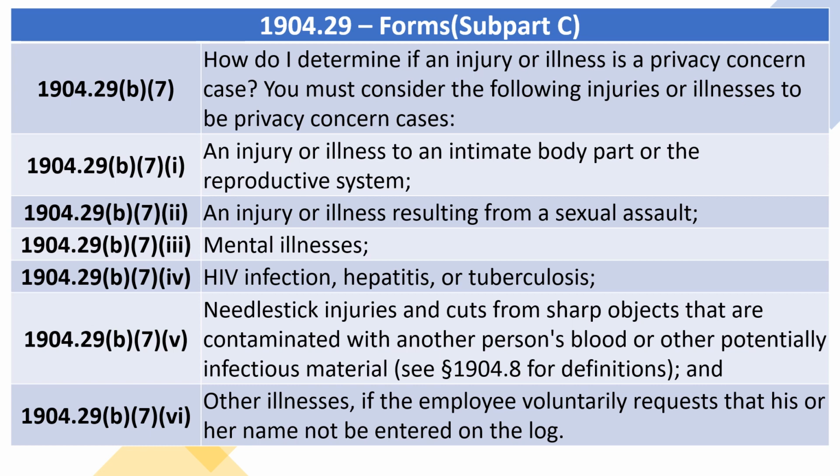1904.29(b)(7). How do I determine if an injury or illness is a privacy concern case? You must consider the following injuries or illnesses to be privacy concern cases. 1904.29(b)(7)(i) through (vi). An injury or illness to an intimate body part or the reproductive system. An injury or illness resulting from a sexual assault. Mental illnesses. HIV infection, hepatitis, or tuberculosis. Needlestick injuries and cuts from sharp objects that are contaminated with another person's blood or other potentially infectious material. See section 1904.8 for definitions. And other illnesses, if the employee voluntarily requests that his or her name not be entered on the log.